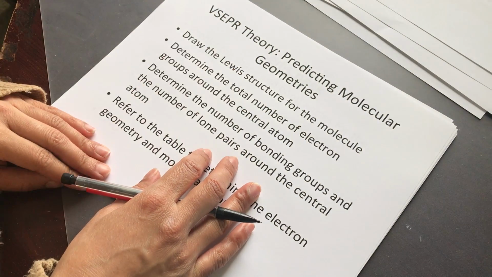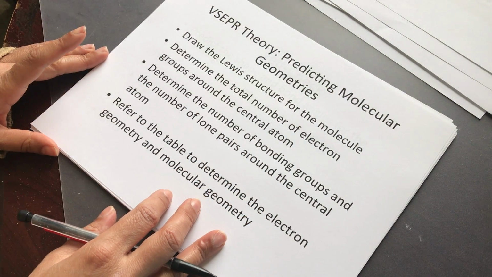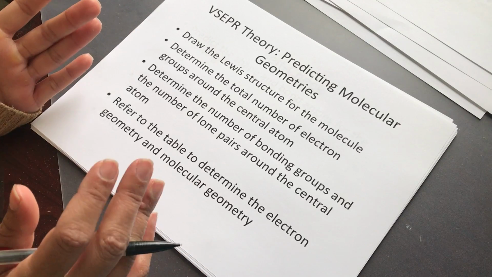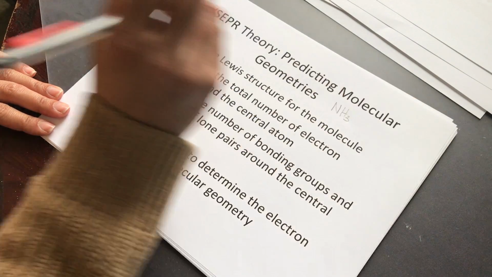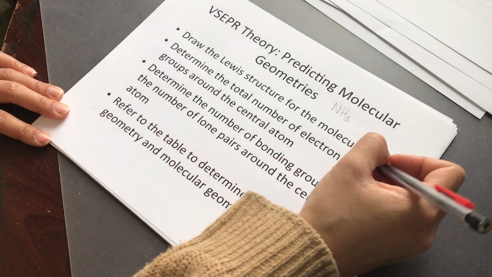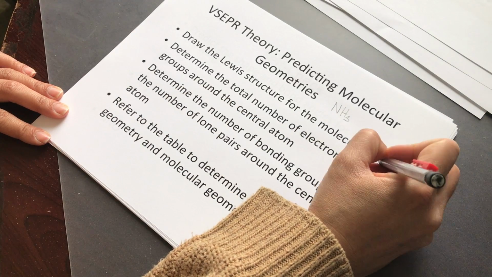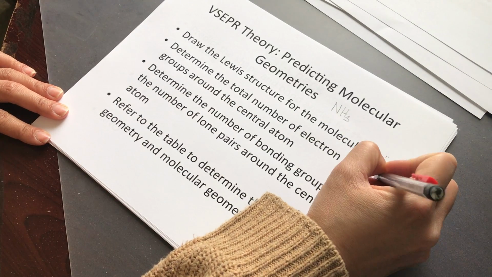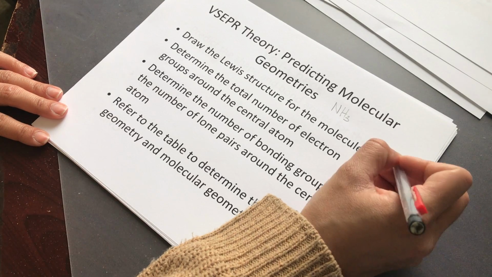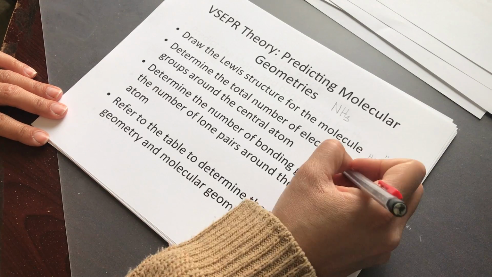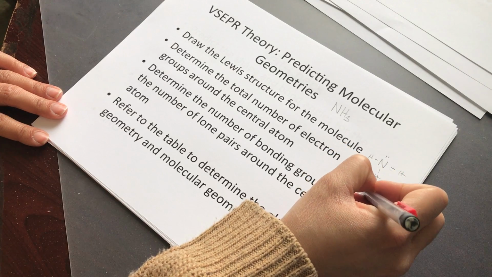So, when drawing Lewis structures and determining the shape, you can go step by step. If we figure it out together for ammonia, first draw the Lewis structure for ammonia: N, H, H, H, NH3. Then you want to determine the total number of electron groups. 1, 2, 3, 4. 4 electron groups.